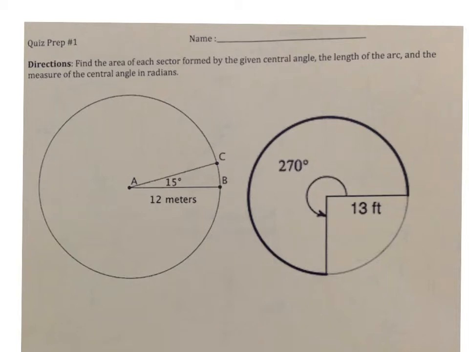All right, this is how you find the area of a sector and the length of an arc, and finally, how many radians the angle is worth. All four of these questions are very similar to each other. Let's take it one step at a time.